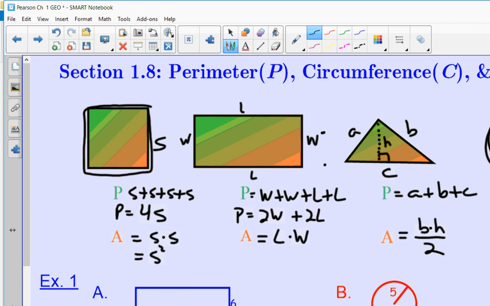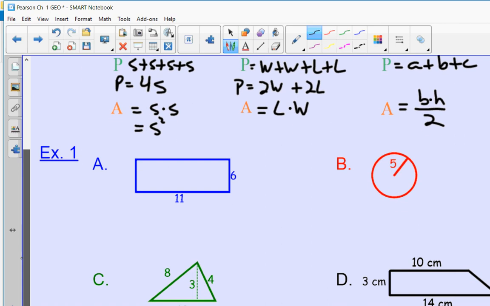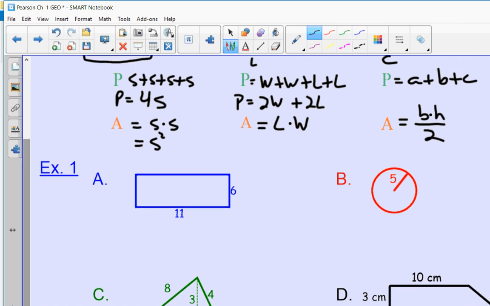Okay. So let's do these examples. Oh, sorry. Area of a circle is going to be pi times the radius, and I'm going to square just the radius, whatever that might be, whatever number I'm given. Okay. Let's do these examples really quick. They want me to get both the area and the perimeter of these. So let me just help you out here.